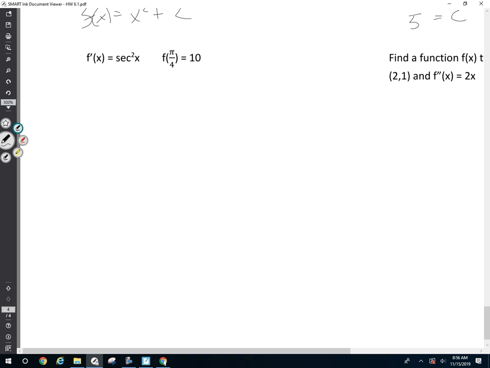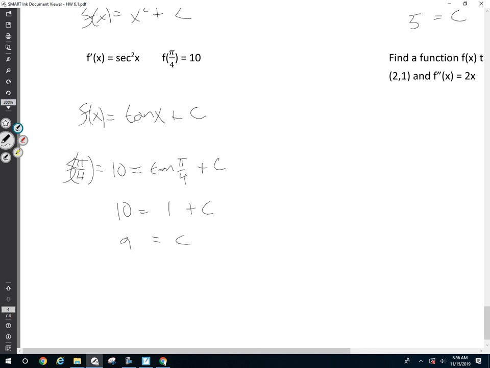f prime is secant squared. f is tangent plus c. f of pi over 4 equals 10, which equals the tangent of pi over 4 plus c. Tangent of pi over 4 is 1. c is 9. f of x equals tan x plus 9.